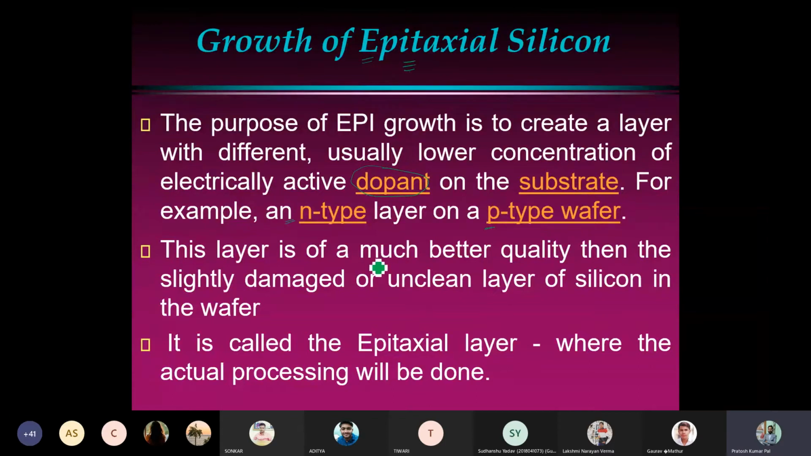Whatever epitaxial growth we have done onto the wafer, that section of the wafer will be considered for further processing steps. So that layer should be much cleaner and much more accurate in terms of defects. There should not be any impurities. This is called the epitaxial layer, where all the processing will take place, onto the substrate. So suppose this is the substrate, or you can say wafer. Onto a single wafer there are different chips fabricated.